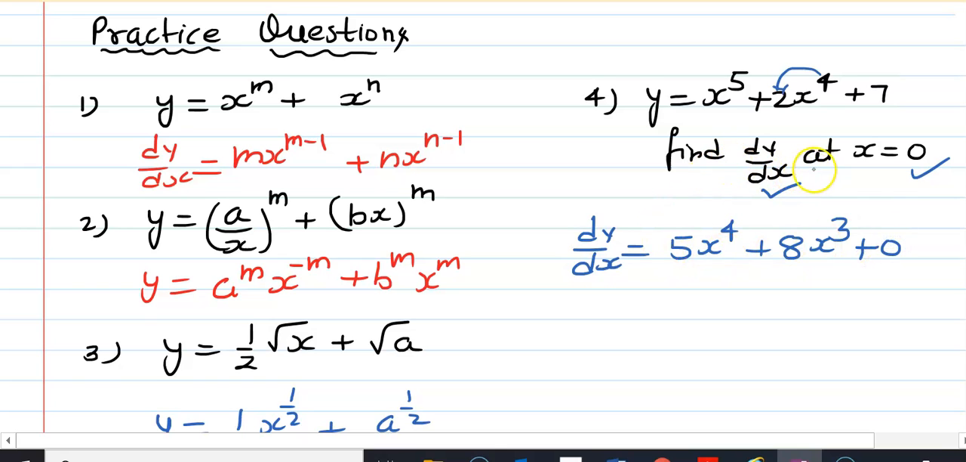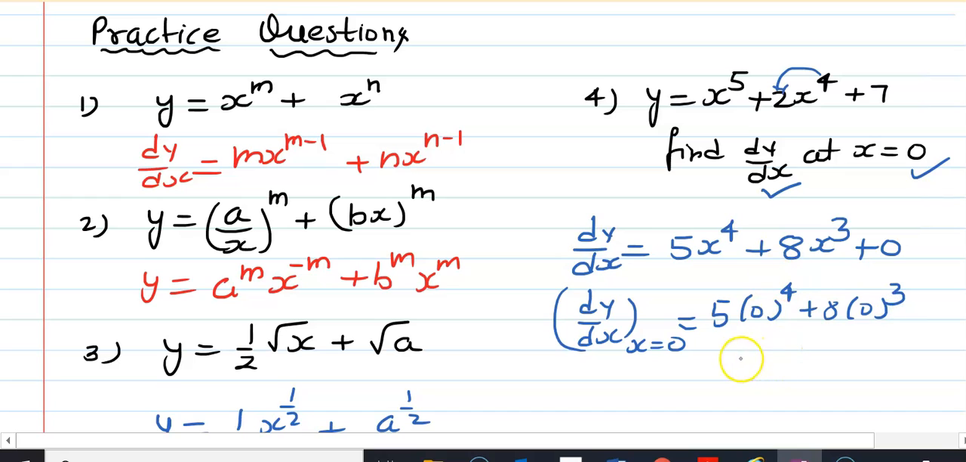Now they are asking to find dy dx at x equal to 0. So you can write dy dx at x equal to 0. So it will be 5 times 0 to the power 4 and 8 times 0 to the power 3. Replace x with 0. So this will be 0.